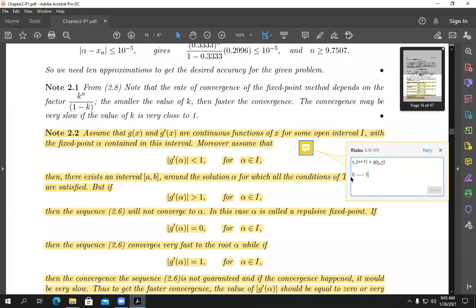And about the end points, if the value of g dash is 0, it converges very, very fast. If the value of g dash is equal to 1, then we have no guarantee. Maybe it converges, maybe not. If it converges, it converges very, very slowly. It means your rule now is, as the value of g dash goes away from 0 toward 1, your method becomes slower and slower. This is very important, please. For every example coming in chapter number 2, we have to use this rule.